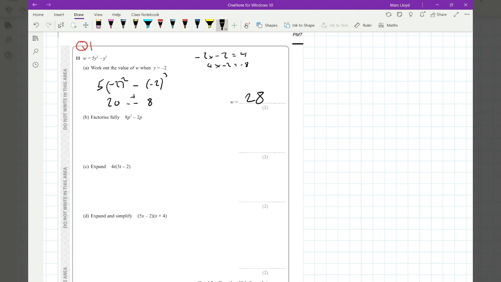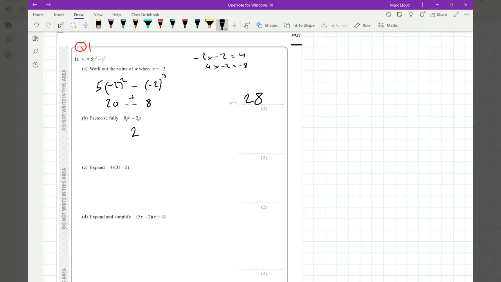Okay, factorise fully. We can divide both those terms by 2, and we can divide both those terms by p. 8 divided by 2 is 4, p squared divided by p is p, and then our last term, 2p divided by 2p is 1, and that always catches some people out.